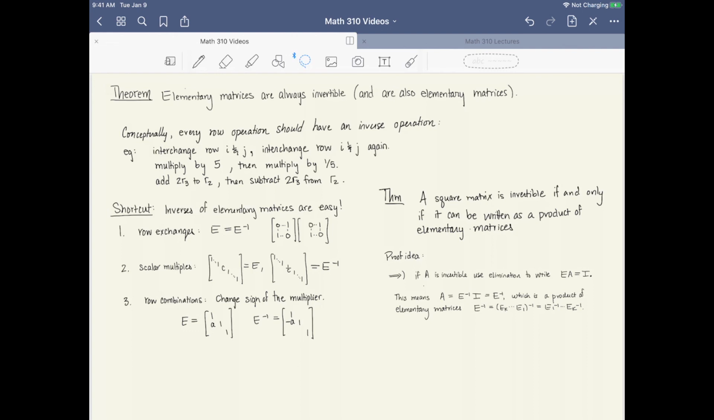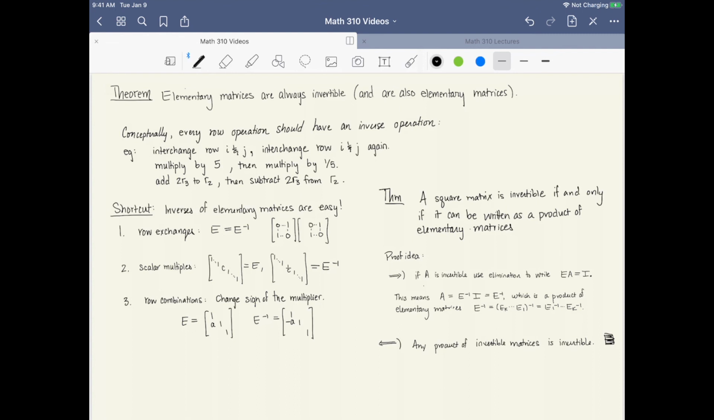The other direction is pretty straightforward. If you have a product of elementary matrices, each individual matrix is invertible, and so the product of those is going to be invertible as well. And that essentially is the sketch of this useful fact.